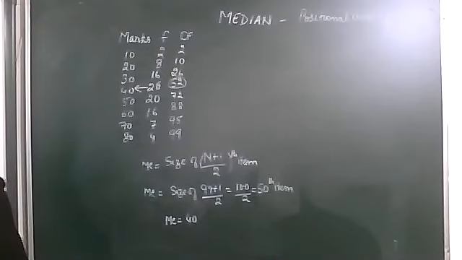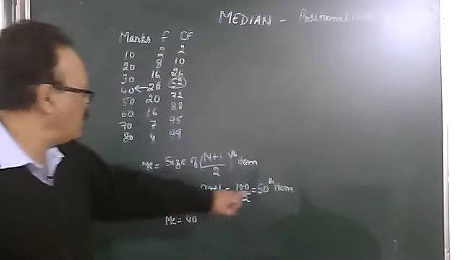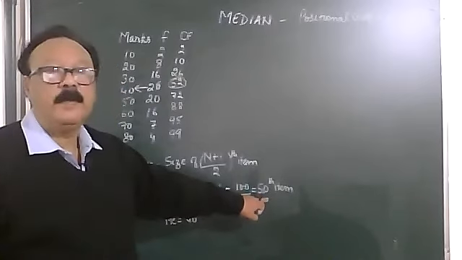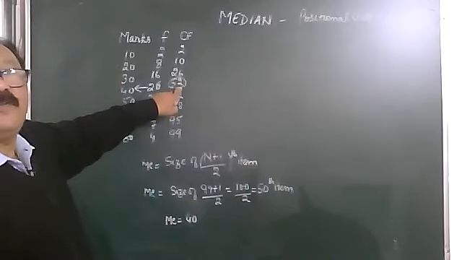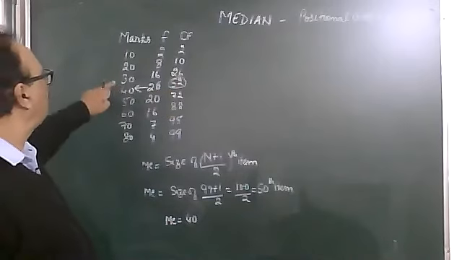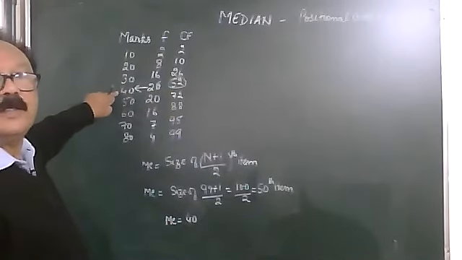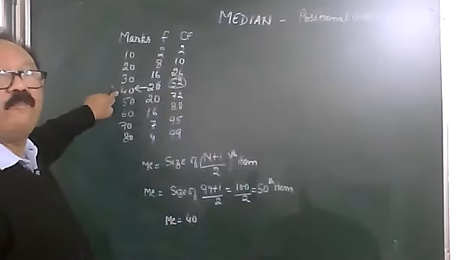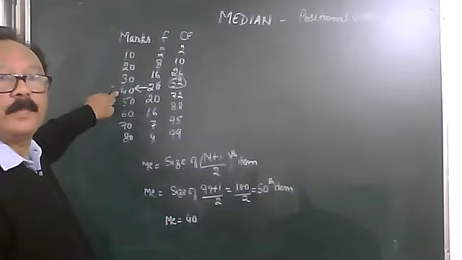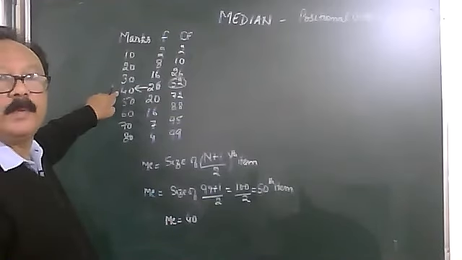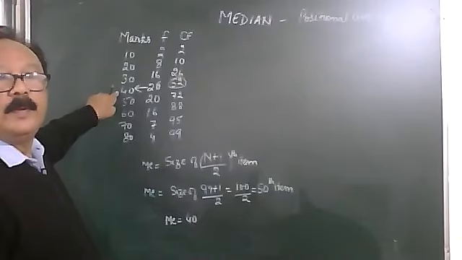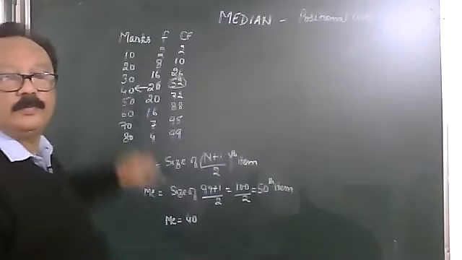The median marks is 40. Because the median lies in the 50th item. The 50th item is here. So what is the 50th item that we are talking about? What is the understudy? Marks in understudy. So the median is 40. Is that okay? Children, is that okay? Thank you.